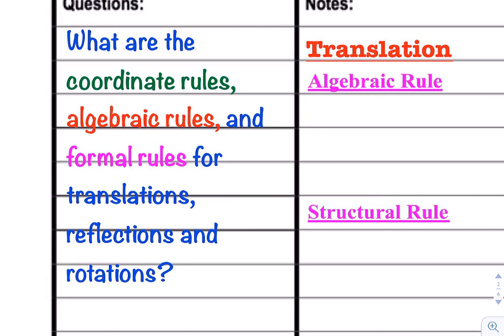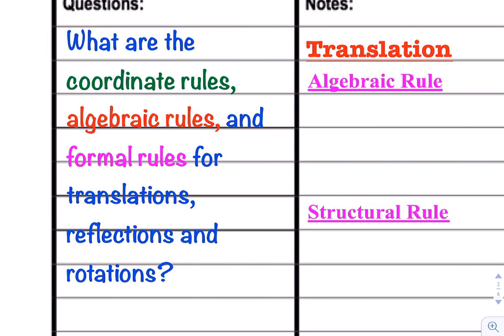Notice a big question here, the guiding question. I've actually combined the ones I had before. And so we're going to talk about the coordinate rules, algebraic rules, and formal rules of translations, reflections, and rotations, and also talk a little bit about how they all relate to one another. Because in the end, the big question is, how do you know something has been translated, reflected, or rotated?